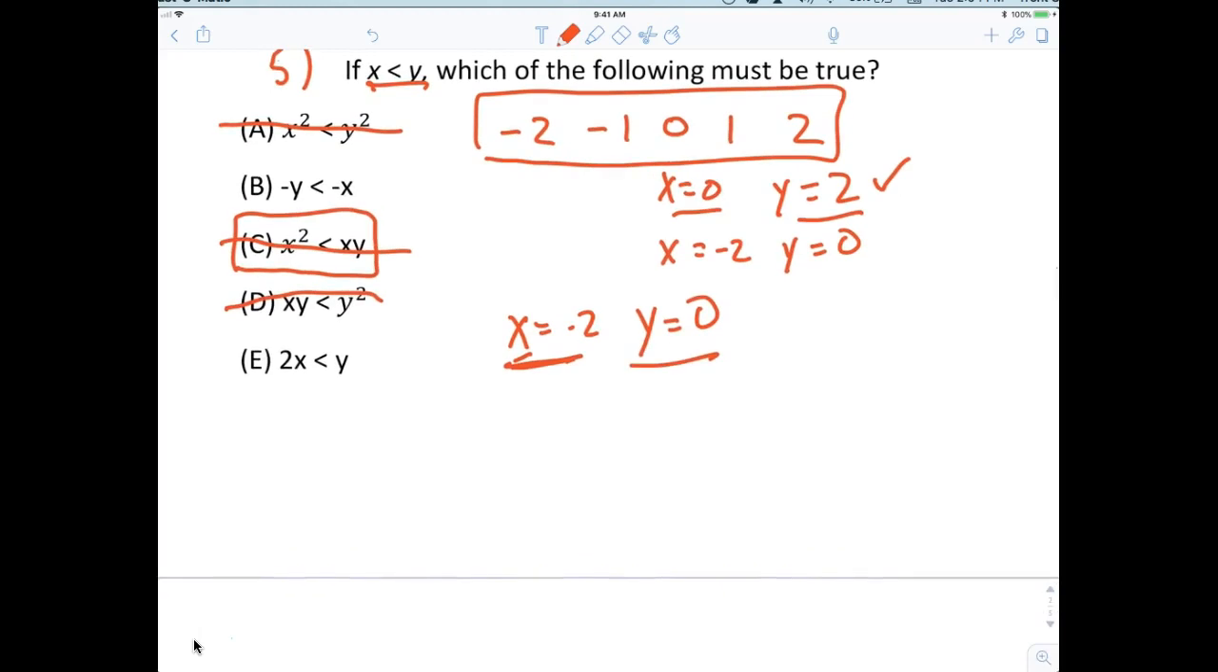Now, if I double x, is it less than y? Well, if I let x be 0, right? Then y could be what? 2, right? So if I double 0, that's still what? 0, right? So what happens if I let x be 1 and y be 2? Doesn't work.